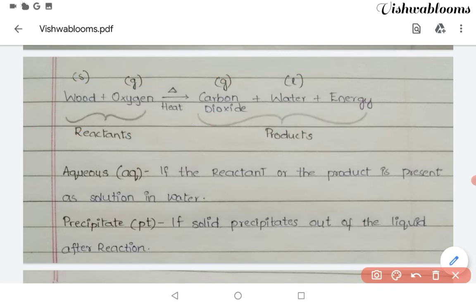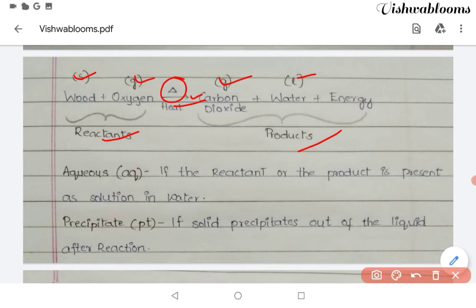The next part is this small triangle which I drew. Before learning that, we have to learn aqueous and precipitate. Then we will learn about that small triangle. And here I have written heat. In the presence of heat, wood plus oxygen, because the fire triangle has heat in it, that should be specified. But you can't just write plus heat here. You should not write that, it is wrong. You write heat just below the arrow mark. Now this part is clear, the heat, the reactants and products are also clear, except the small triangle.